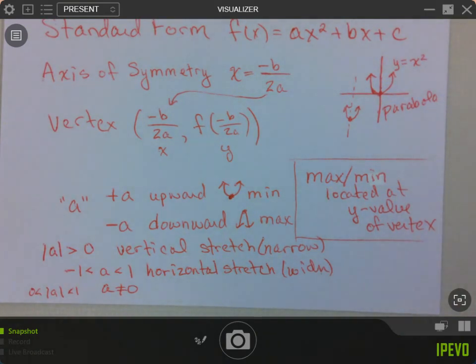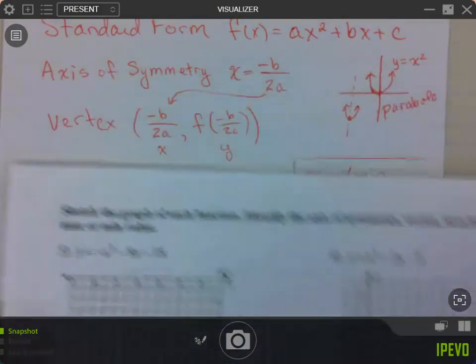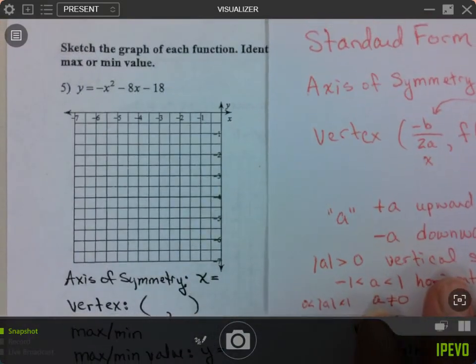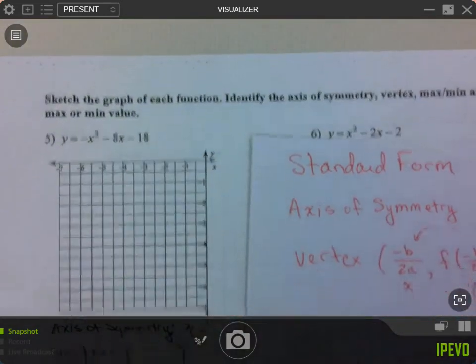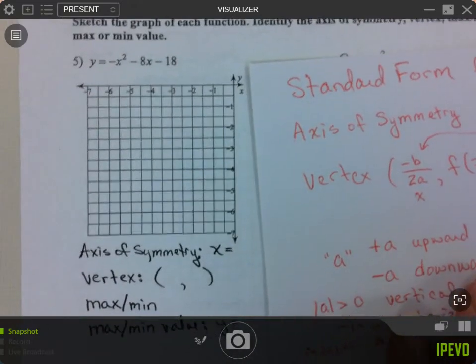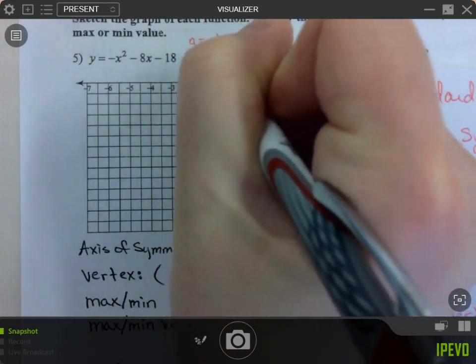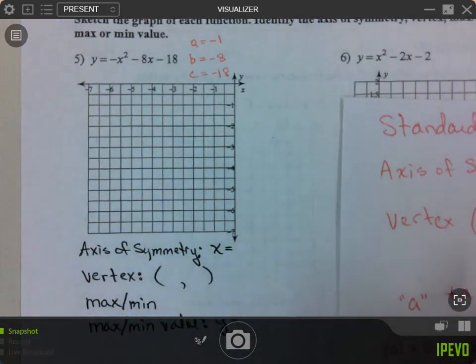Okay, so let's jump to that worksheet I said you're going to do. We are looking at the 5152 review worksheet, and let's jump to the back. Let's put our note card to use here. Got it? So it has the directions, but I have everything laid out here for you. So this is definitely in standard form. Now, I know they don't ask this, but I'm going to help you out. I'm just going to say, hey, A is -1, B is -8, and C is -18. Okay, got it? That helps me.